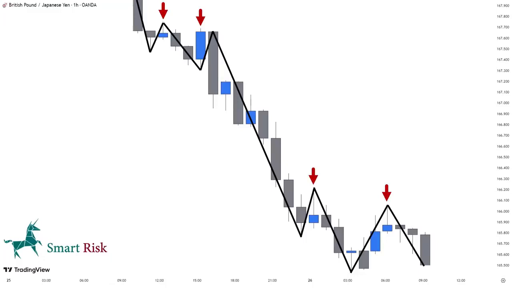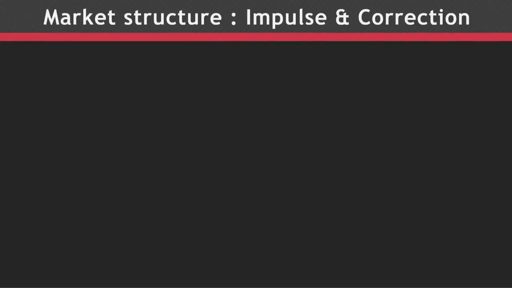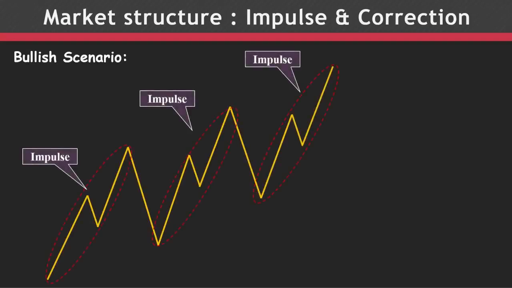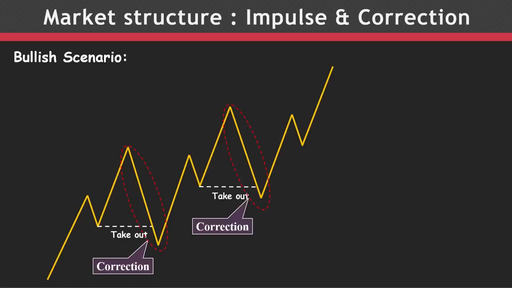Now that we discussed the pullbacks in terms of candlestick form, let me explain to you impulsive and corrective moves in terms of market structure. In the case of an uptrend, an impulsive move refers to a strong bullish movement indicating a heavy bullish momentum. On the contrary, a correction refers to a temporary market retracement or reversal that takes out a pullback.